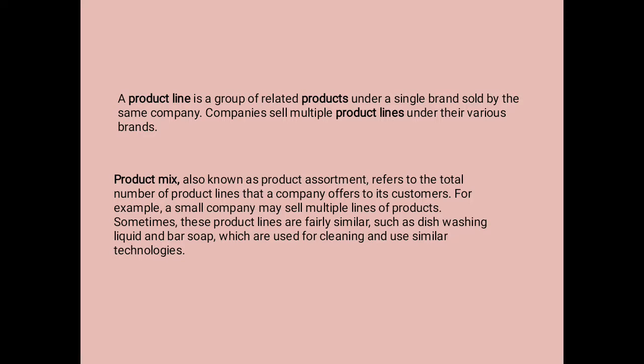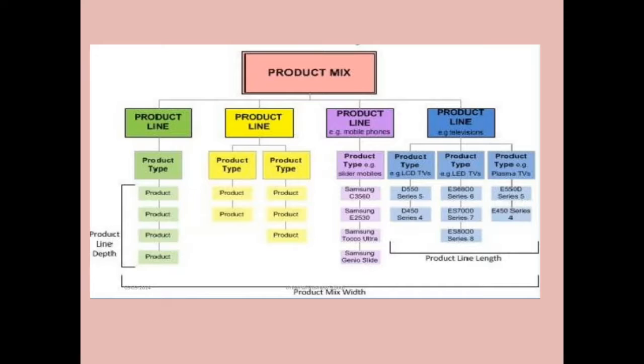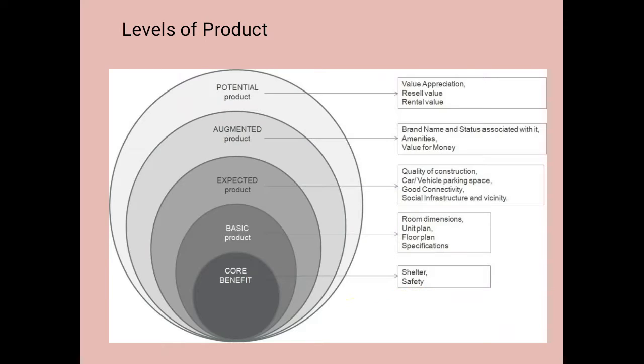What is a product mix? Now also known as a product assortment, that refers to the total number of product lines that a company offers to its customers. For example, a small company may be selling multiple lines of products. Sometimes these product lines are fairly similar, such as dishwashing liquid and bar soap, which are used for cleaning and use similar technologies. So here in this slide we can see what exactly product mix is all about. There are several product lines, and each product line has certain depth in its own category, and that gives rise to the product mix.